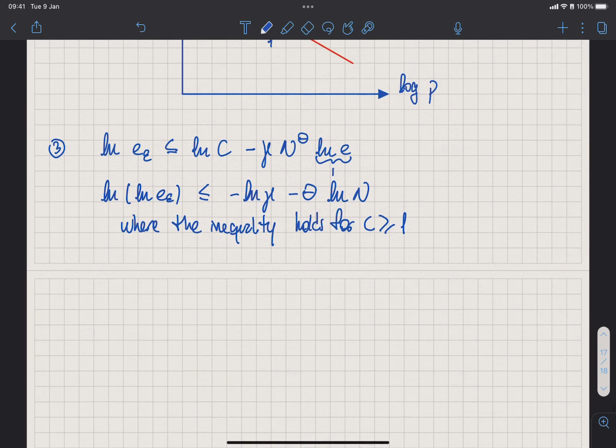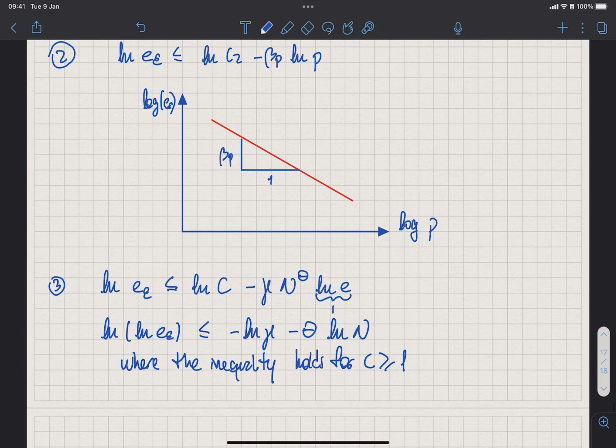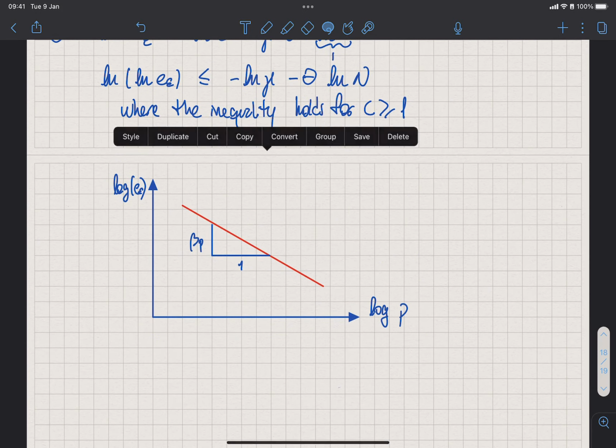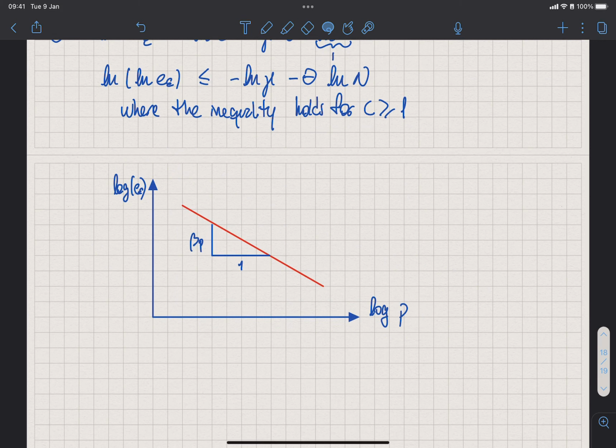Okay, and let me just put one last plot, and then we're going to close this, and we're going to go to the questions in a second. So here, this is going to be n, and this is going to be log again, and this one here is going to be theta. Something like this.